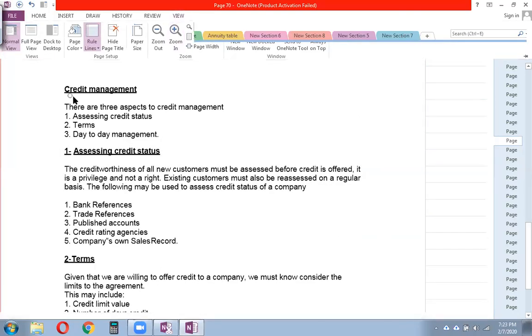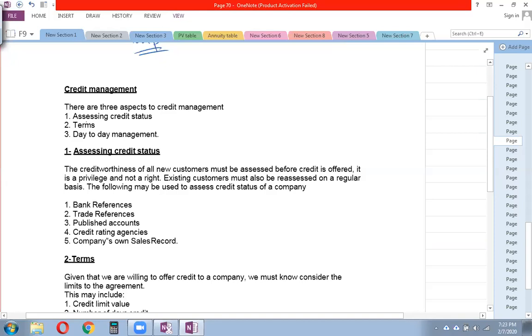First of all, in credit management, you want to assess the credit status of your customer, right? Credit is not something that you have to give to all customers. Of course, if the customer is a good customer, you offer them credit. If you think the customer will be paying you on time, you offer them credit. And if you think the customer is not going to pay you on time, you don't offer the credit.